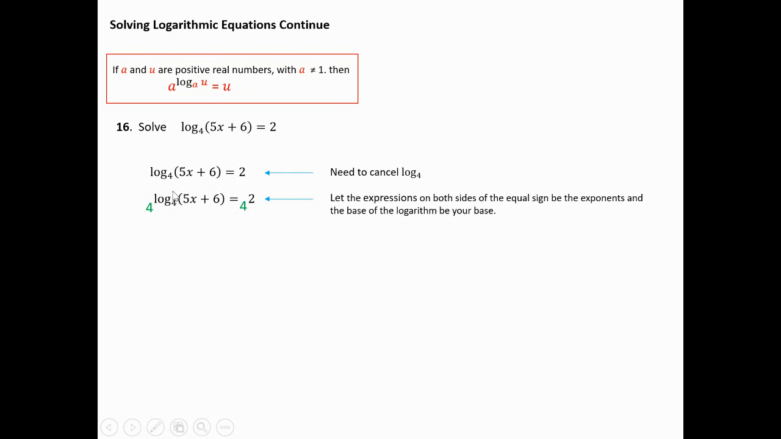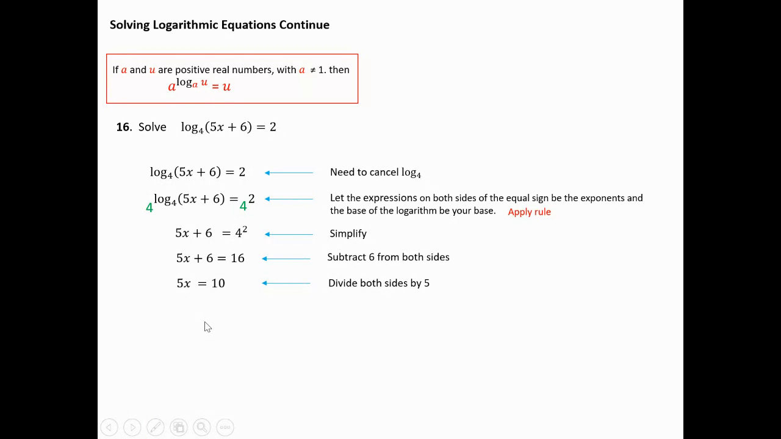So this will cancel, right? I mean, according to the rule, 4 to the power of log base 4 is equal to 1. So we just bring down the 5x plus 6, and 4 squared is equal to 16. Right, simplify. Now we subtract 6 from both sides. So 5x equals 10. Now we divide both sides by 5. So x equals 2.